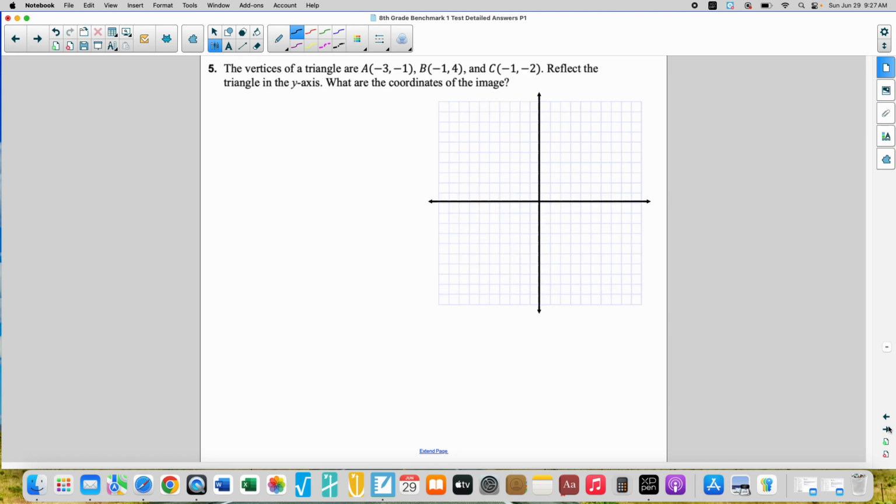Number 5, the vertices of a triangle are negative 3, negative 1, that's point A. Negative 1, 4, that's B. And negative 1, negative 2. And that's point C. Let's make sure I did that correctly. Yep. Let's connect the dots.